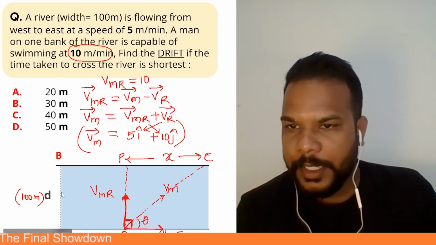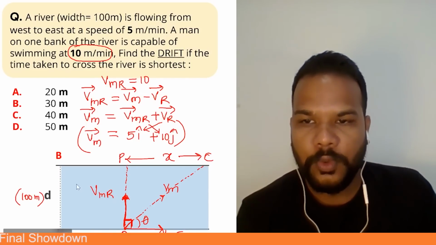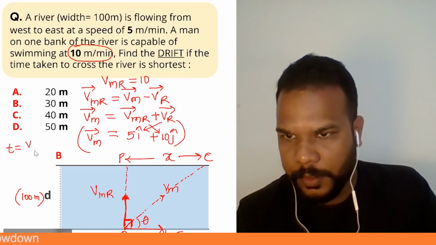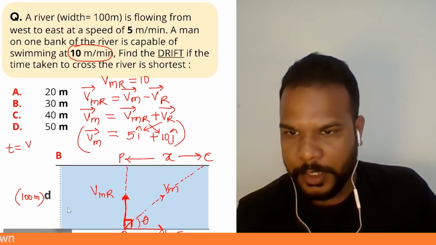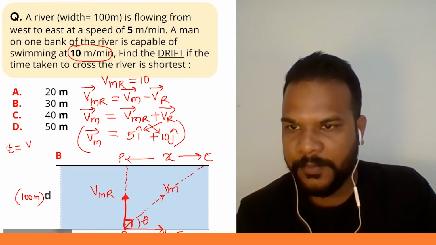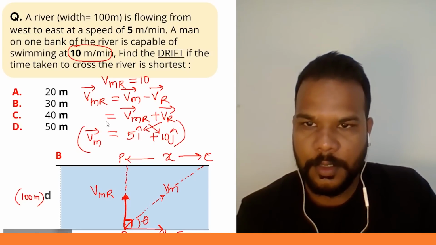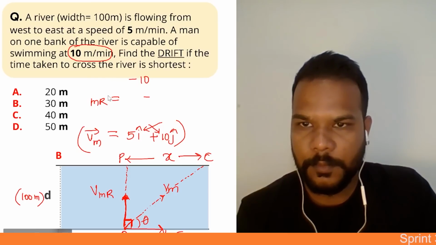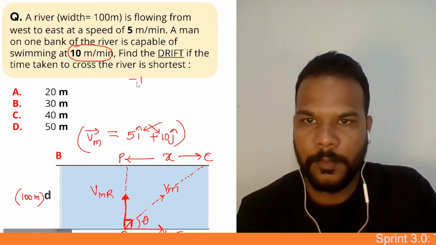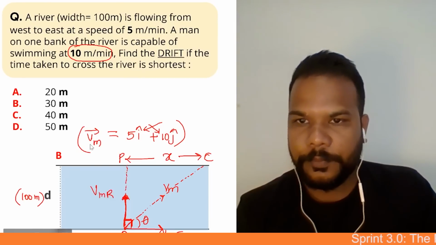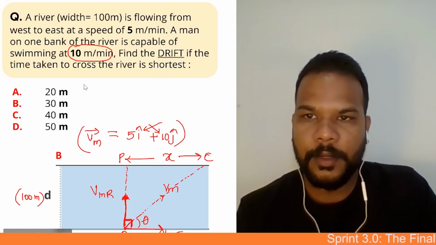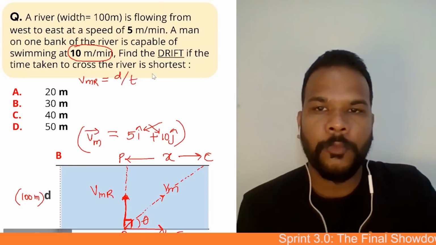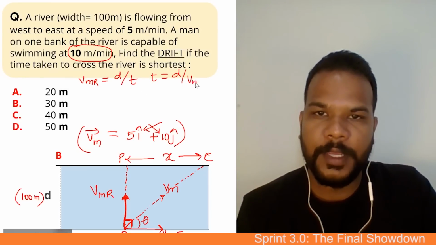Okay, so let me just find out the time that it will take to cross the river. So the time that it will take will be velocity... just a minute guys, need some space to simplify. I'll just use this equation. Okay, so we know that in order to cross the river the velocity Vmr is basically d by t. So the time to cross is basically d upon Vmr.